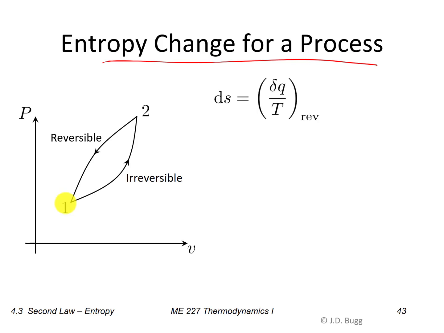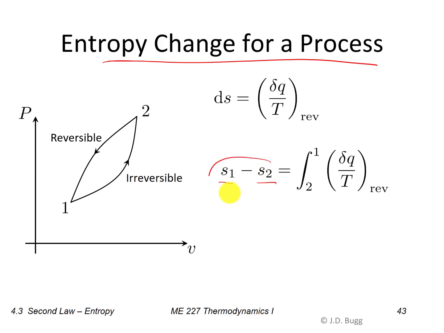Well, here's our definition of entropy so far. A small change in entropy is equal to delta Q over T. Notice lowercase q, therefore lowercase s, for a reversible path. So if we look just at this reversible path, if we integrate from 2 to 1 delta Q over T, because that's a reversible path, we know that's S1 minus S2. So this is the entropy difference between those two ends of that reversible path, and of course it must be the same for the irreversible path because it's a state function.